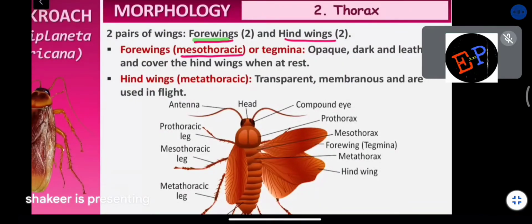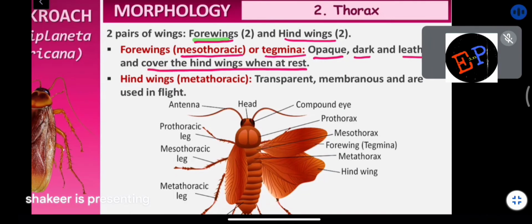Second thorax. Mesothorax region is called as the second thorax. So they are attached to the second thorax, and they are also called as tegmina. Clear? And what is the nature of these 4 wings? They are opaque. Opaque means they are not transparent. They are dark in color, leathery, and cover the hind wings when at rest.